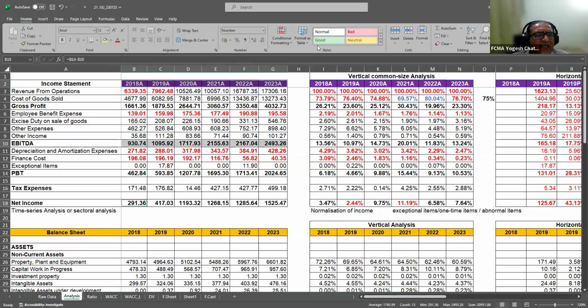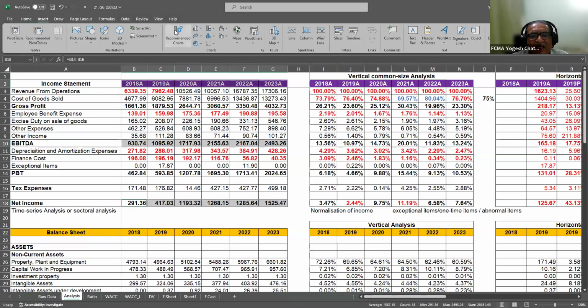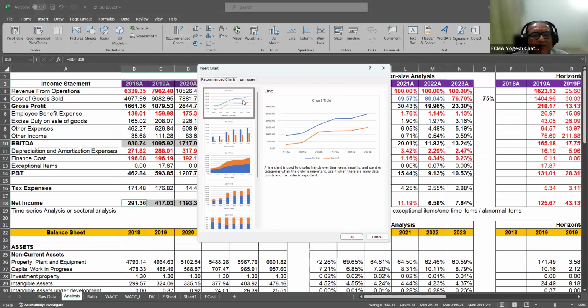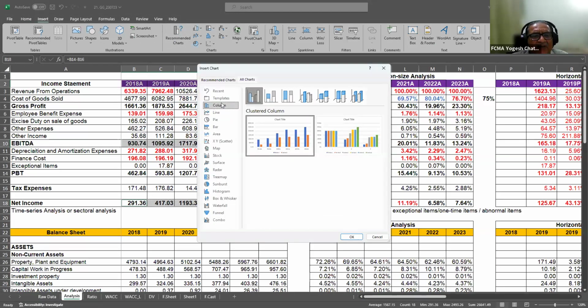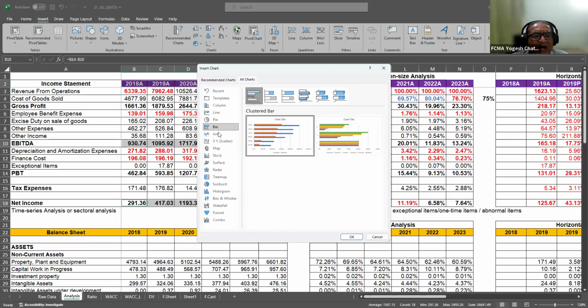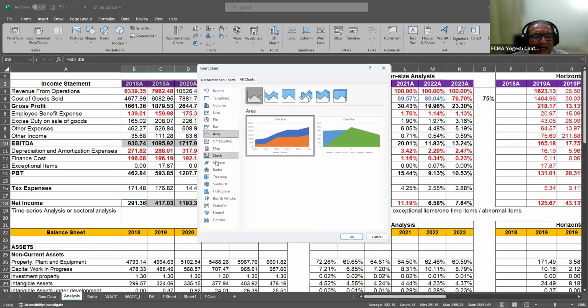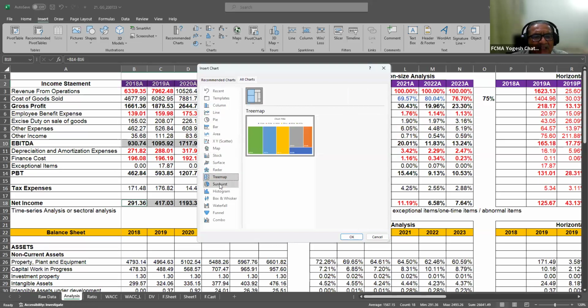So once I have done that, I will go to the Insert tab in Excel, and in the Insert tab we have this Recommended Charts option. The moment you press it, it will provide you different alternatives. So you can draw a column chart, line chart, pie chart, bar chart, area chart, the tree map, the sunburst, histogram, box and whisker, waterfall. So all these different alternatives are there, and you can make use of any of these.